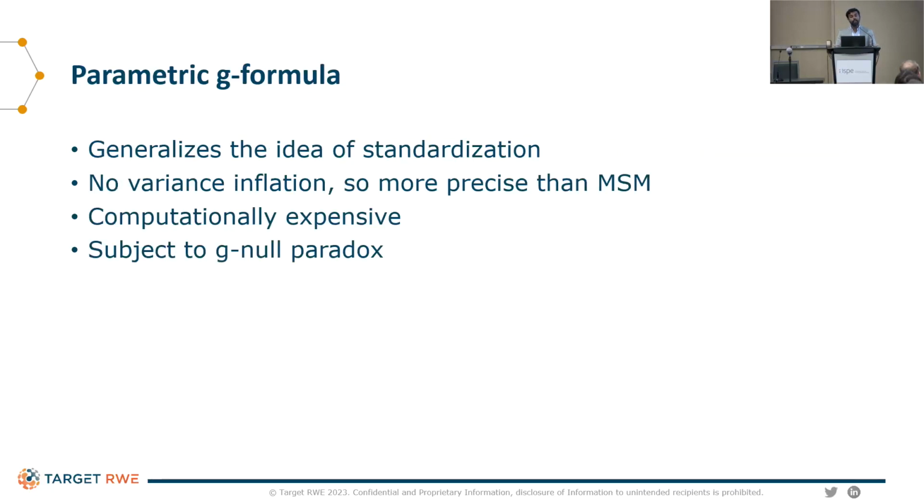We've also got the parametric G formula, which generalizes the idea of standardization. And it's nice because it does not use IPTW, so there's no variance inflation. So the effect estimate should be a bit more precise than marginal structural models, but it's computationally expensive because it requires this Monte Carlo simulation step to estimate the treatment effect across the different treatment regimens. And it's subject to the G-null paradox.